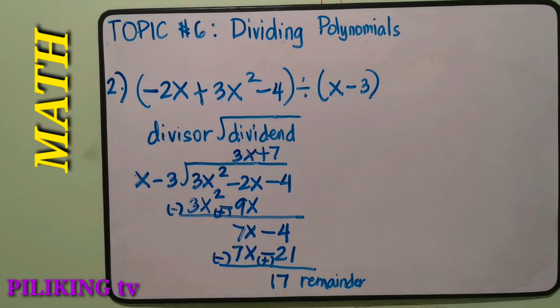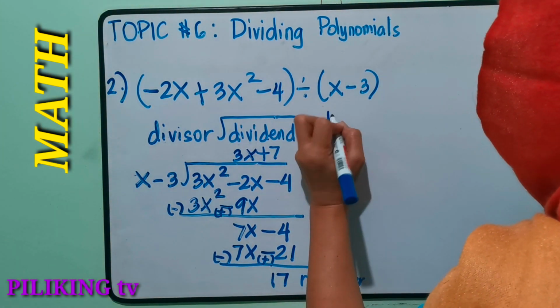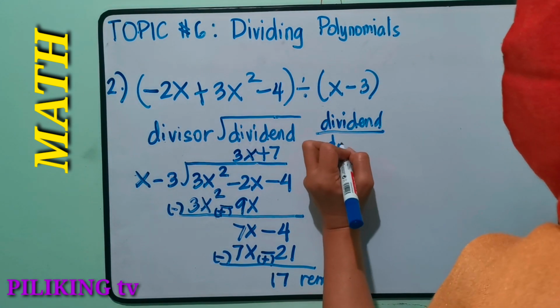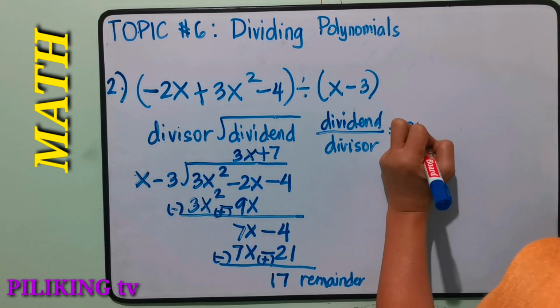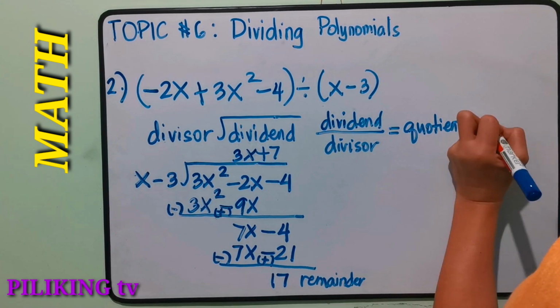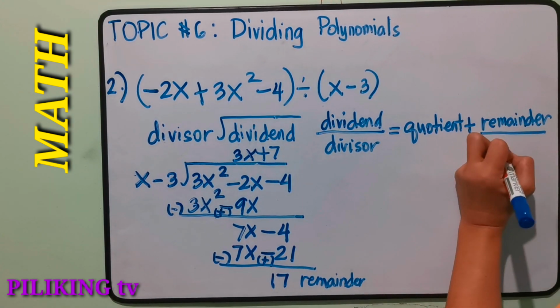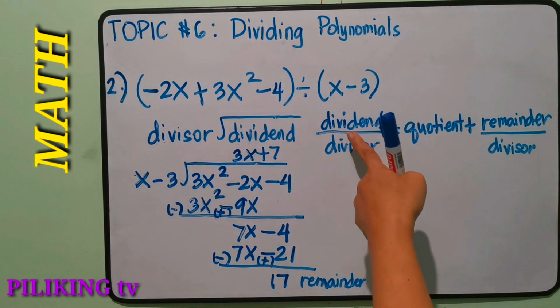And then, for the last one, you have to write the result in the form dividend over divisor. So write the result in the form dividend over divisor. That is equal to quotient plus remainder over divisor. Okay? So let us go back to our example.